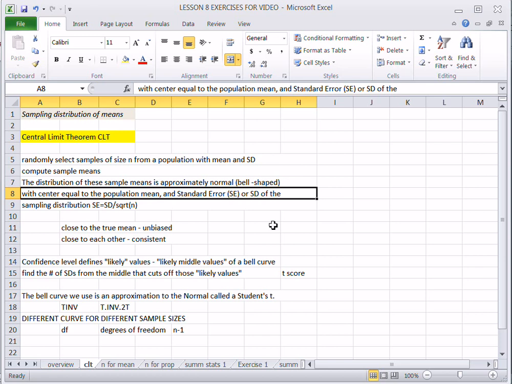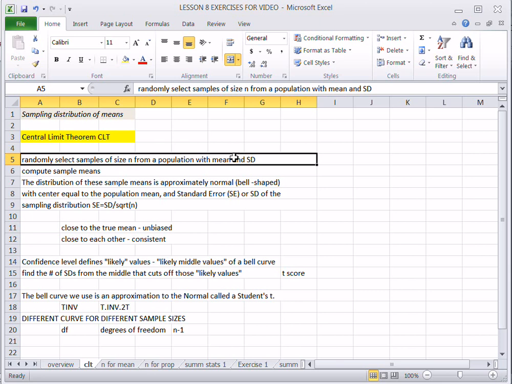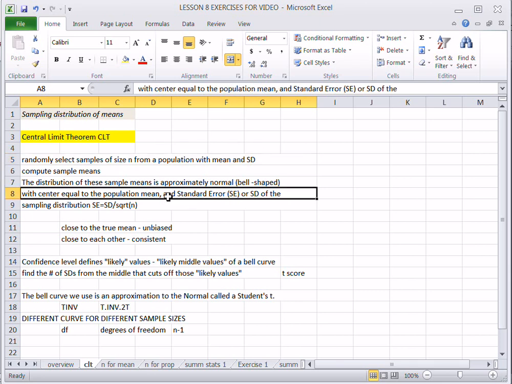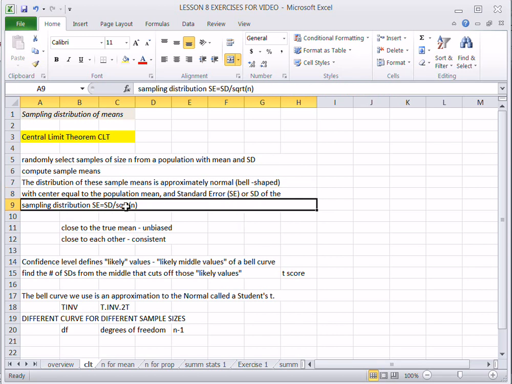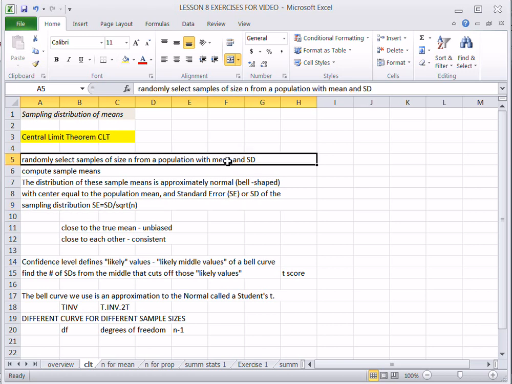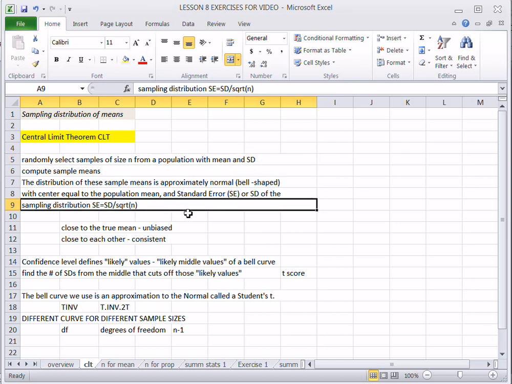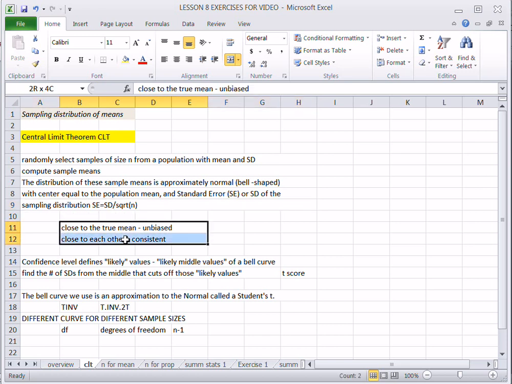And the center of this distribution would be equal to the population mean of the original population, and the standard deviation of this distribution, which is called the standard error, would actually be smaller than the original standard deviation of the population. It would be smaller by a factor of 1 over the square root of n. So you would divide the standard deviation by the square root of n to get a smaller standard deviation. All right?